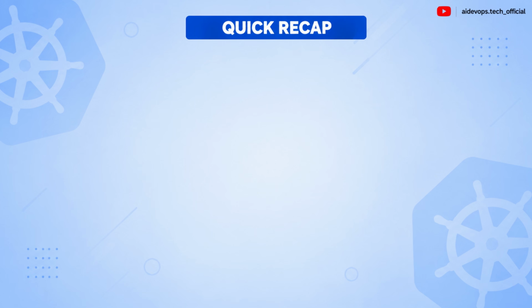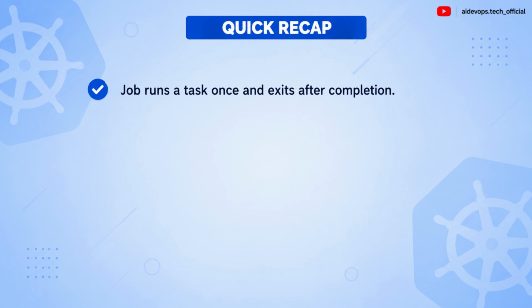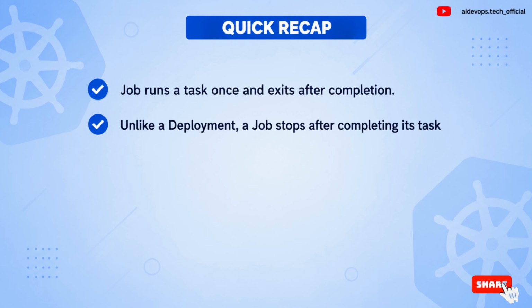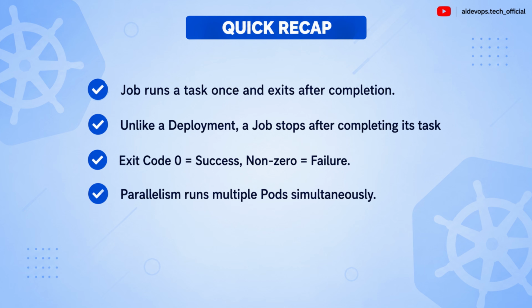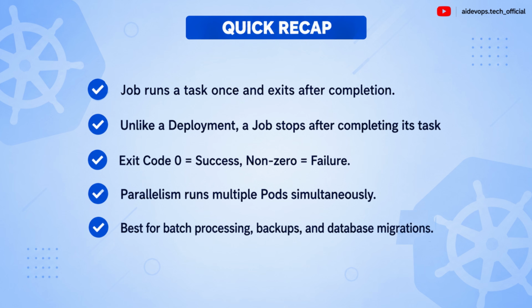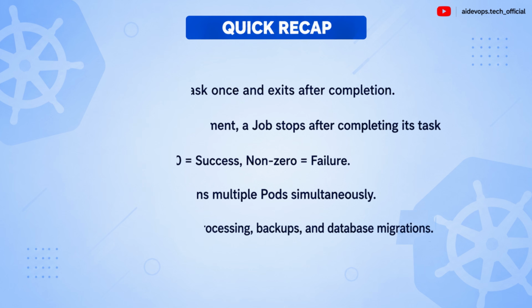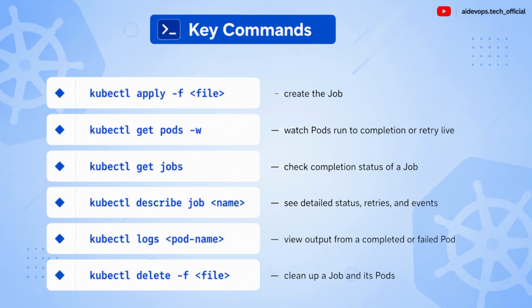So let's quickly recap what we have learned today. A job runs the task once and exits after completion. Unlike a deployment, a job stops after completing its task. If exit code is equal to 0, it means success, and a non-zero exit code means failure. Parallelism runs multiple pods at the same time. And a Kubernetes Job is used for batch processing, backup and database migration. And below we have a few commands that we have used for the demo.